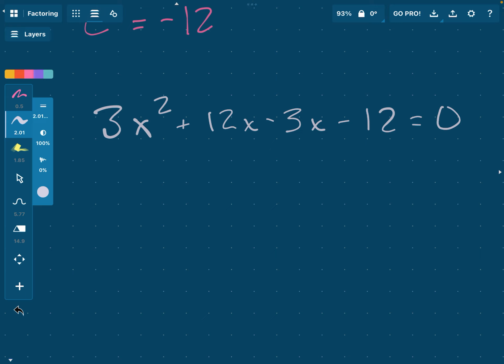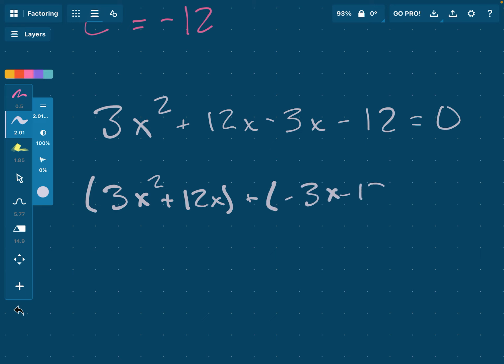Now what we can do is called grouping. So essentially we're going to take some of these terms that go together, and we're going to simplify them based on that. In this one, it's kind of hard to tell which ones go together, but in the problem that I show you after this one, it'll be a lot easier. So here we're going to take 3x squared and 12x, and we're going to group these together, and then we're going to take negative 3x and negative 12, and we're going to group those together.